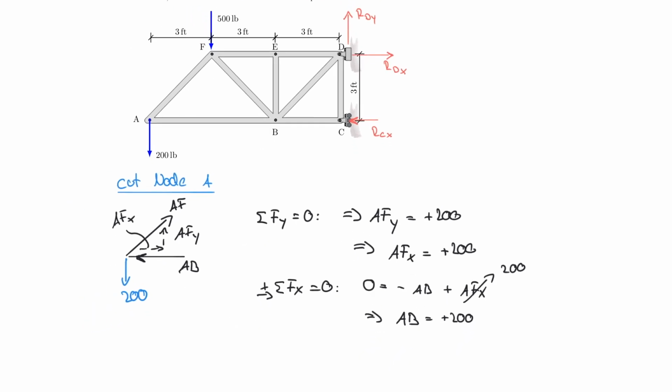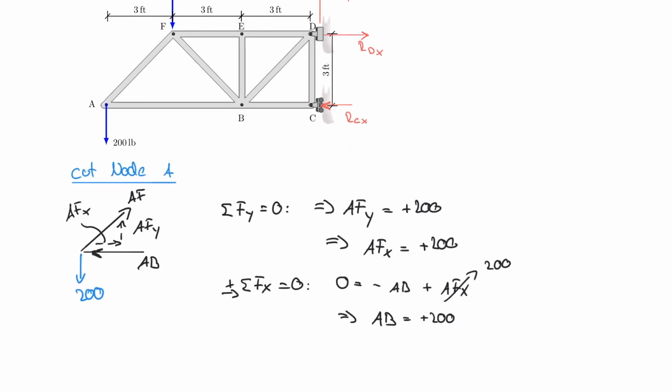Now I know that one of them is in tension and one is in compression. In fact, the 200 is in compression, and the other one, AF, I haven't even calculated yet, so AF is equal to square root of 2 times 200, and that is in tension. If I solve this, I will find that AF is actually equal to 282.88 newton in tension once again. All right, so I have my results at node A.